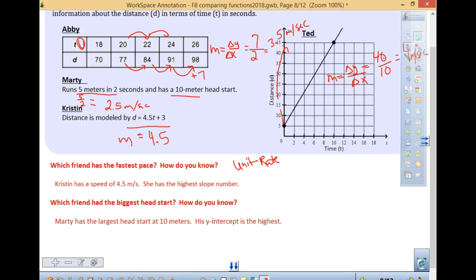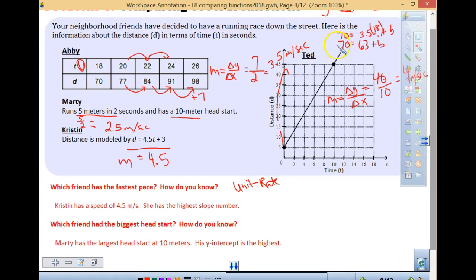The last part that we are taking a look at, right? We plugged in 70 because 70 was our distance. We took 3.5, which was our rate of change, times 18 because our rate here was 18 when we were looking at the time. 70 equals 63 plus b. We're going to subtract 63, which means in this case, b is going to be equal to 70 minus 63, which is 7. So at 0, 7. Please write that in on the table.